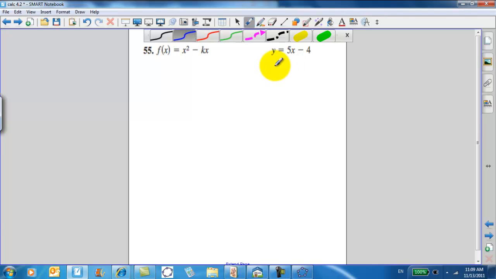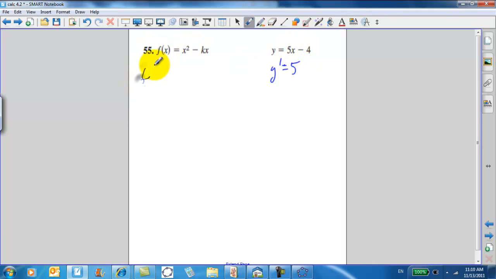Okay, let's look at the line first. The line has derivative equal to 5. And we always knew that. The slope of the line is always 5. This parabola is going to have a derivative with a constant in it, because we're going to get 2x minus k, because this is a constant multiplier and this is x to the first. So we just want to know, when do we get a slope equal to 5?